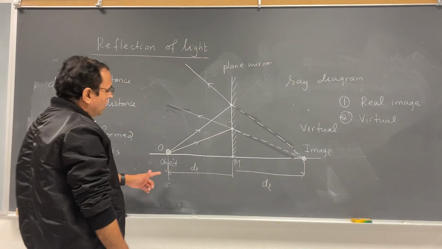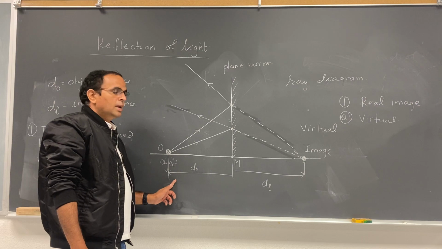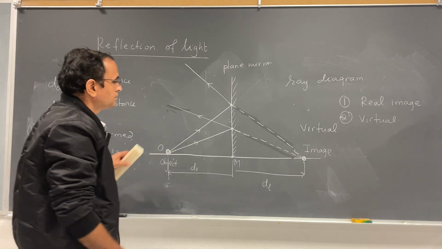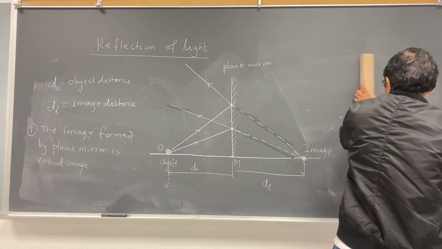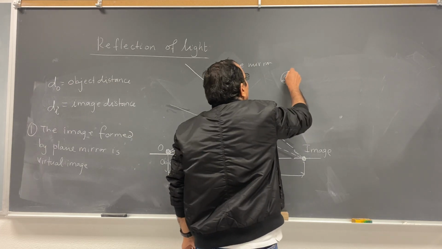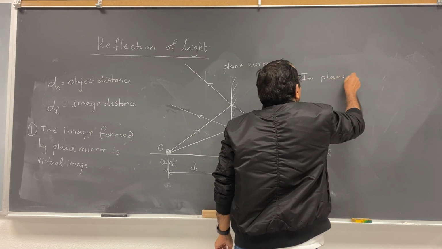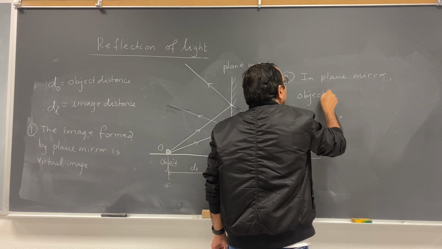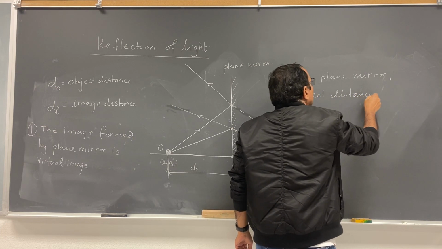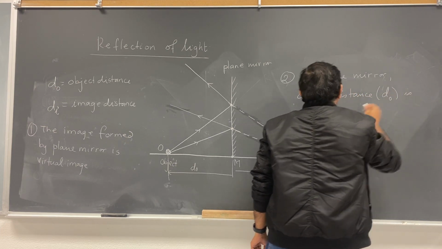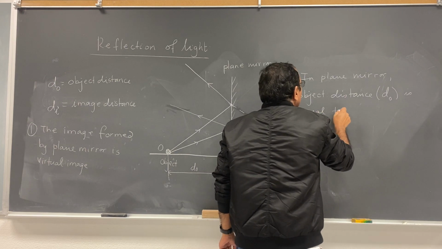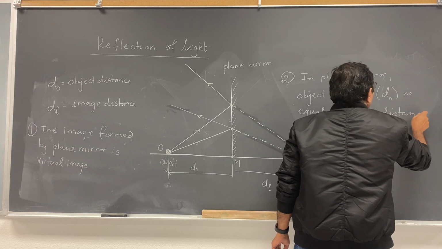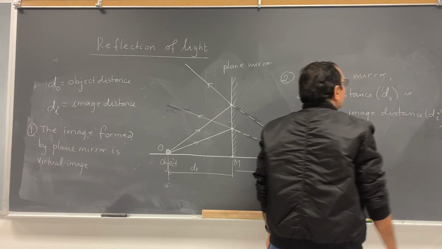Then the second one is, look at this. In a plane mirror, the object distance, this d sub o, and the image distance, this d sub i, they are equal. Number two, in a plane mirror, object distance d sub o is equal to image distance d sub i. Second property.